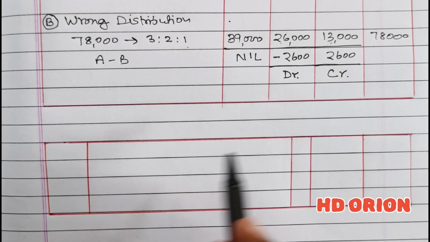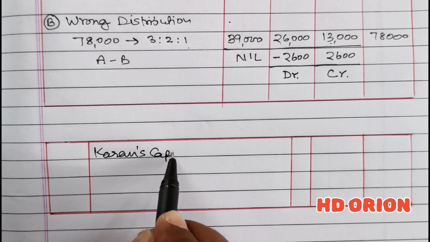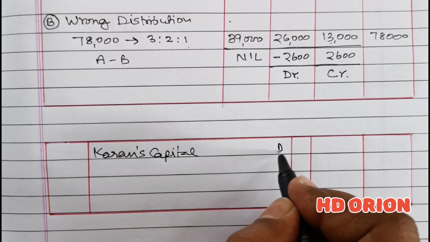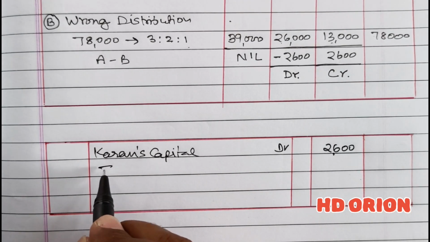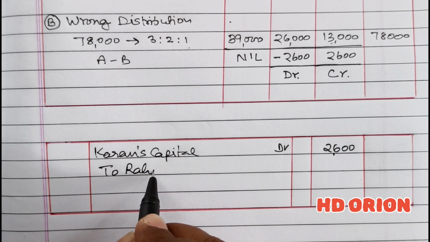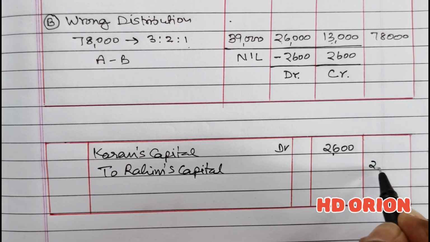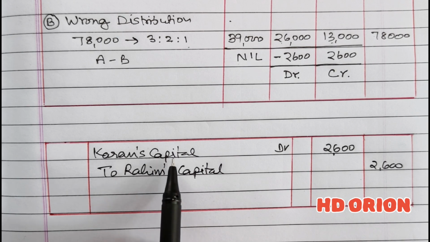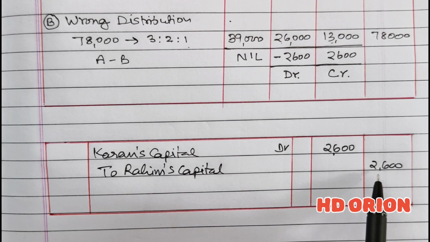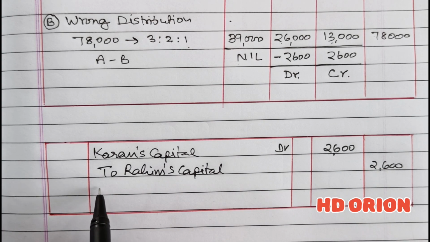So who is the middle partner? Karan. Karan's capital account debited. Why capital account? Why not current account? Because capital account is fluctuating. To Rahim, Rahim's capital account, rupees 2,600. So we are deducting Karan's capital account and we are increasing Rahim's capital account. It means we are transferring a sum of rupees 2,600 from Karan's capital account to Rahim's capital account.